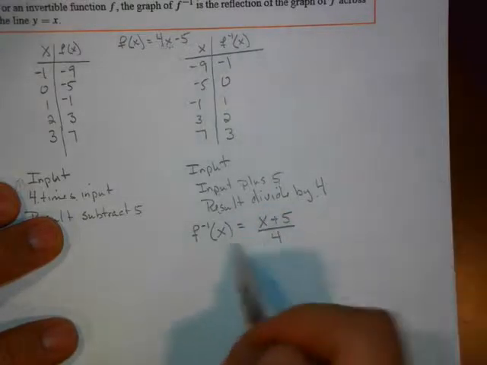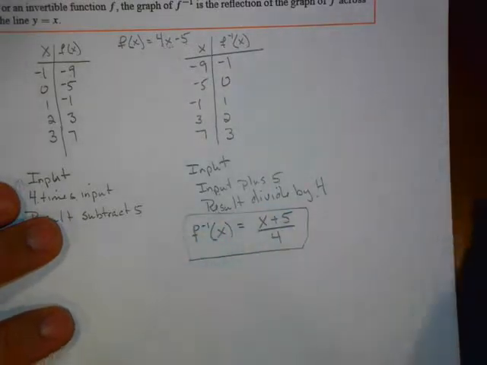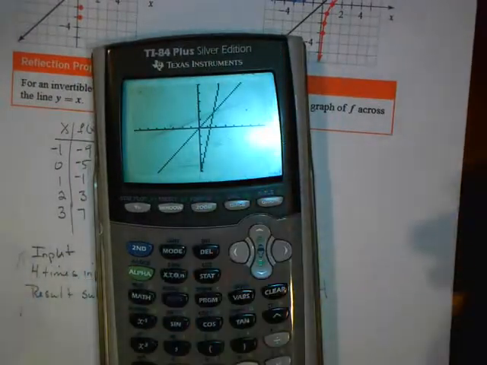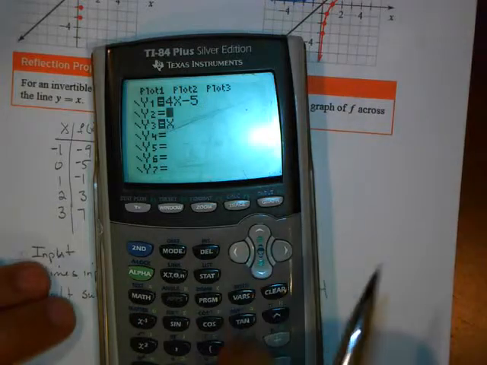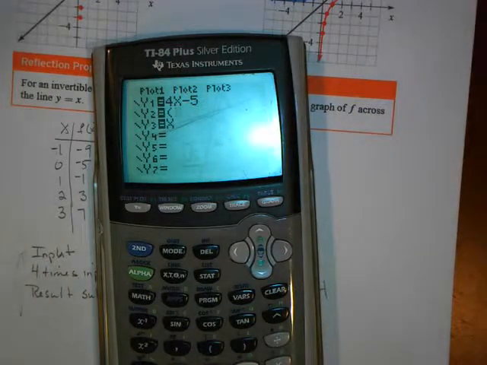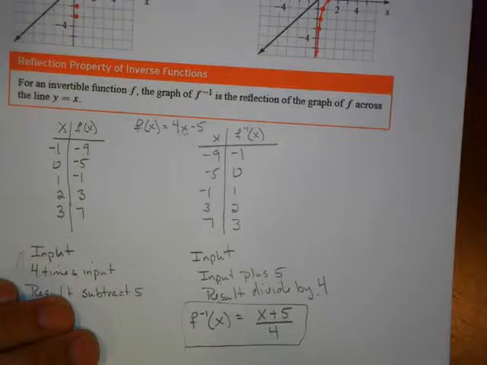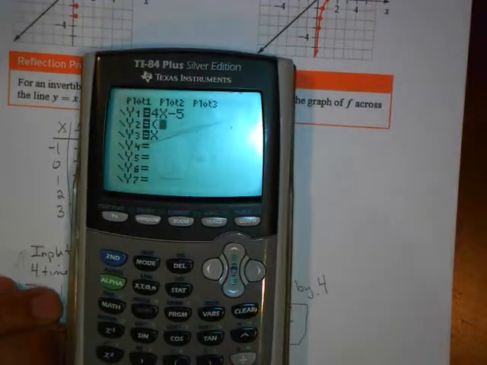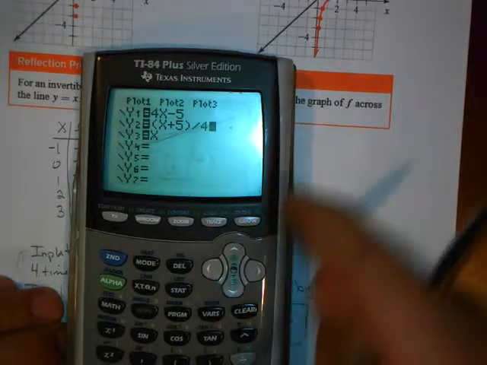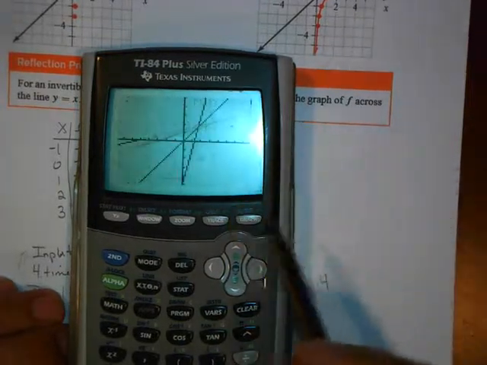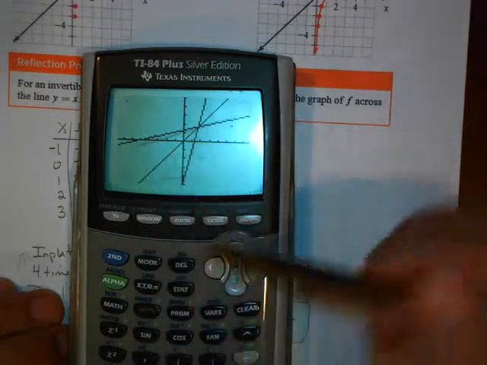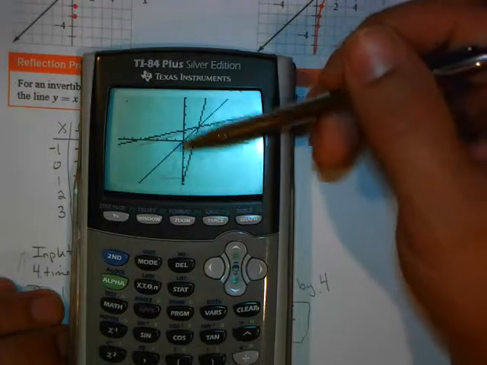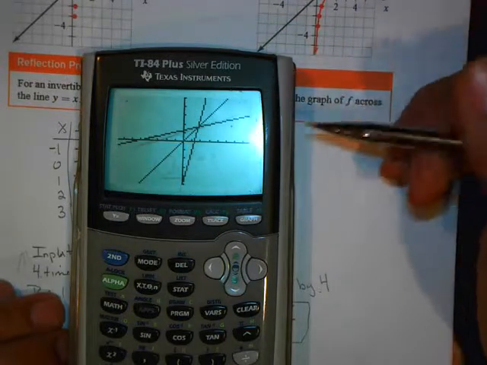Now how can we check it? We can check it graphically by, let's go ahead and put this in. So now it's everything, so I need parentheses there. And what was it again? X plus 5 divided by 4. So x plus 5, close my parenthesis, divided by 4. And now when we graph, we should have pretty close to that line. So that when you folded it, you would get those pieces. So we can check graphically. It has to be symmetrical to that line y equals x.